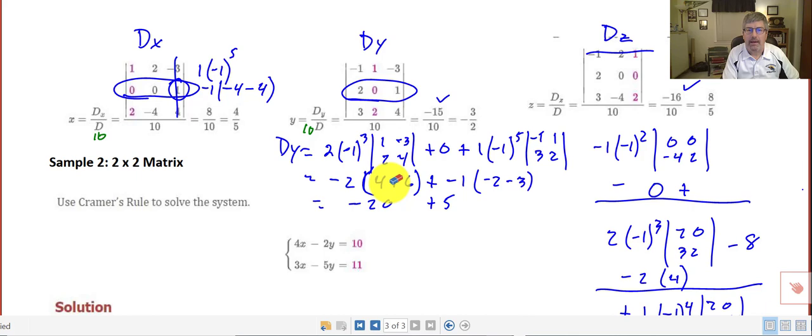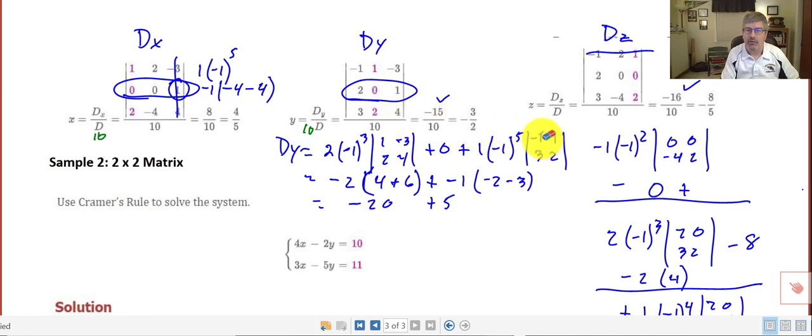Continuing to expand across the second row, I have 0, so I don't have to worry about that second column. And the third column, it's 1. That sign is going to be negative, so negative 1 to the 5th. And then my new 2 by 2 matrix, negative 1, 1, 3, 2. I've written that here.